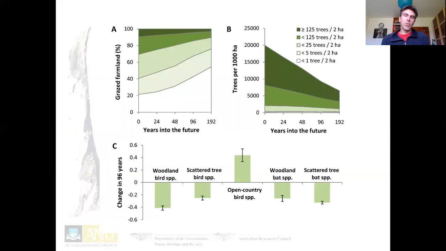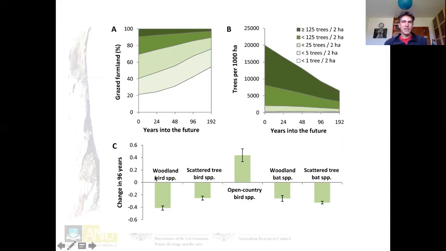Okay, so what it means is if you are 100 years into the future, on the x-axis here we have up to 192 years, doesn't really matter. You're finding that the part of the landscape with less than one tree, that's the white part, per 2 hectares, as opposed to the part with, say, under 25 trees and whatever, that treeless area is growing, and the number of trees in different parts is declining. So you have declines in trees in all the different classes.